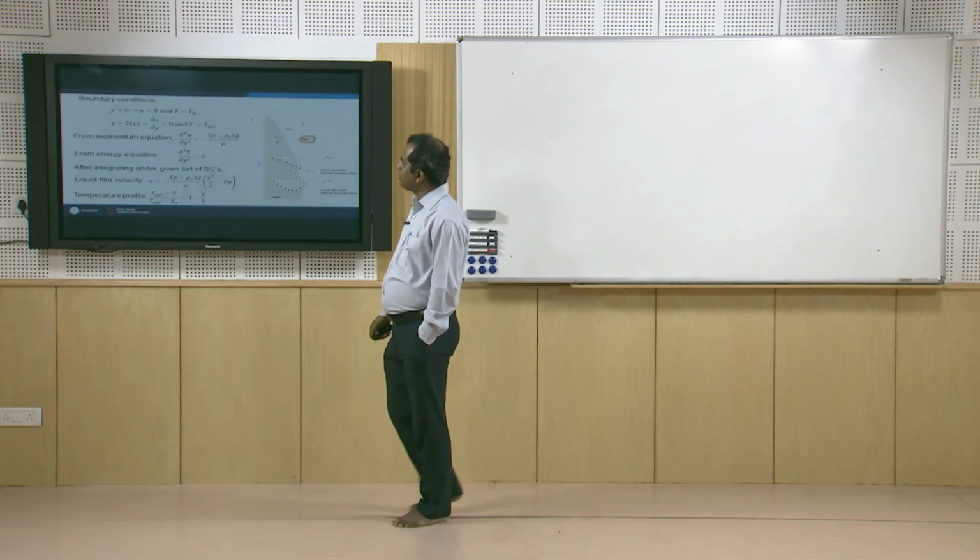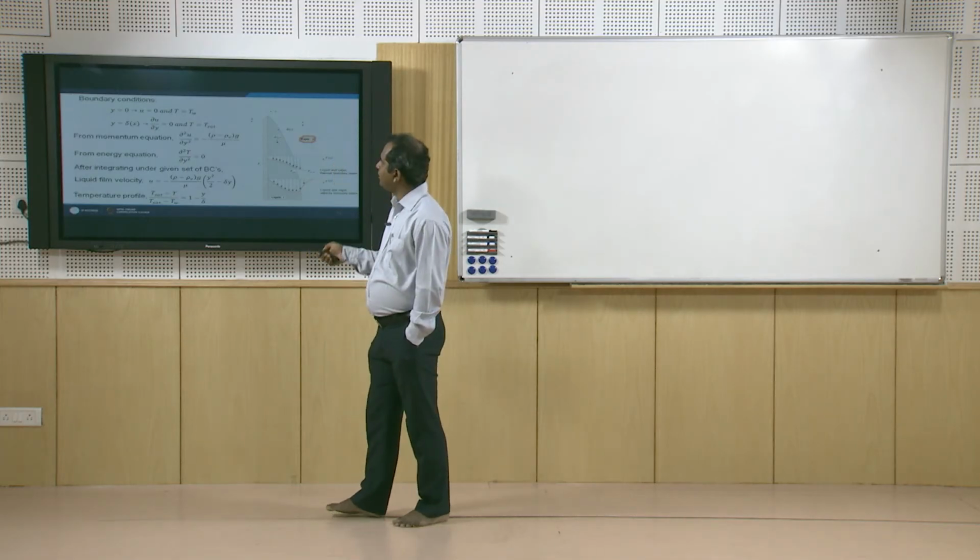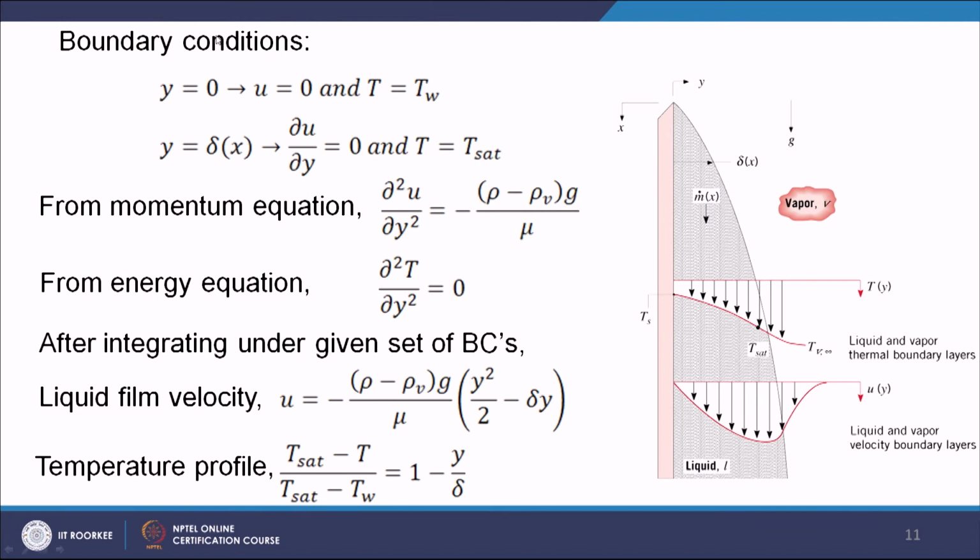Let us see the boundary conditions now. At y equals 0, that means on the surface, obviously the velocity will be 0 and the temperature will be Tw, the wall temperature, or you can call it the surface temperature Ts. Now at the interface, which is y equals delta, there is no gradient of velocity, because velocity is continuous there. So del u del y equals 0, and since phase change is happening, the temperature is equal to the saturation temperature. So T equals T sat.